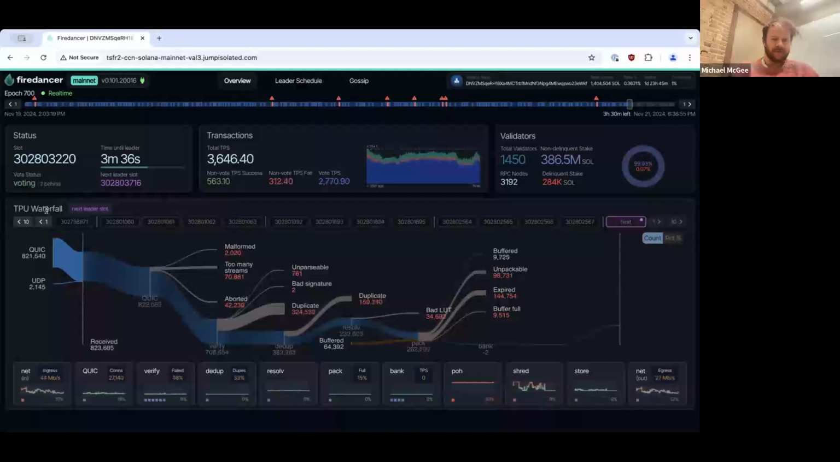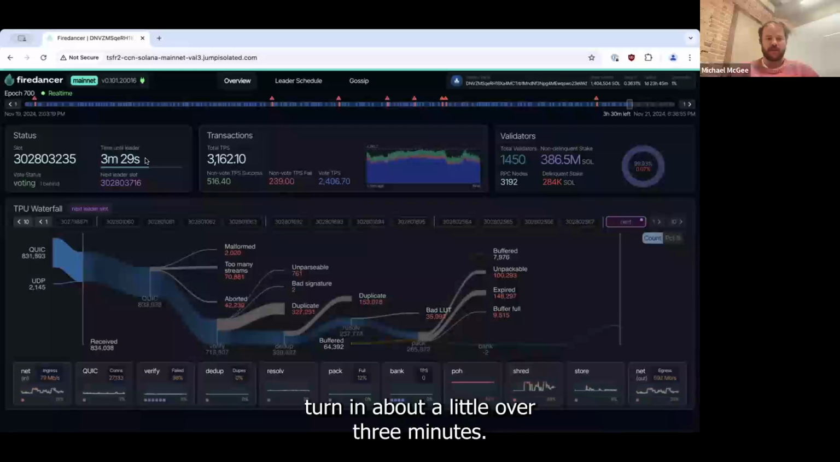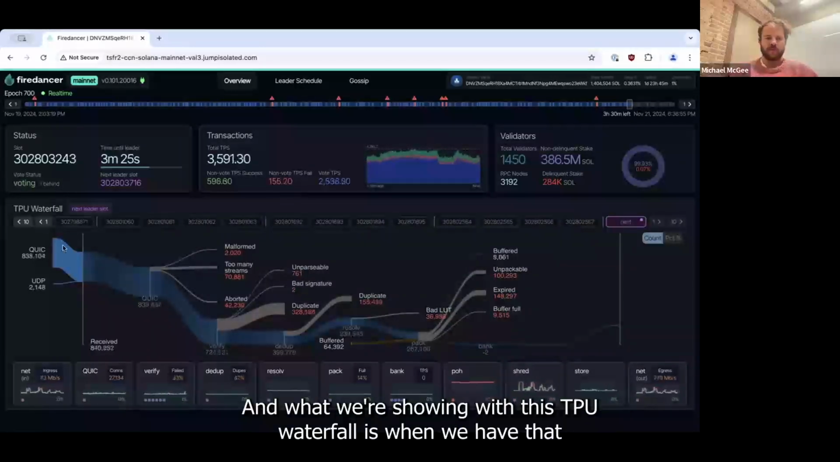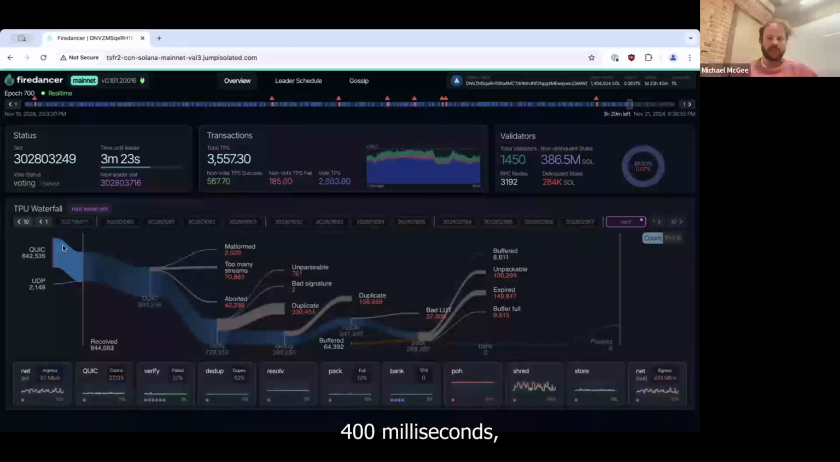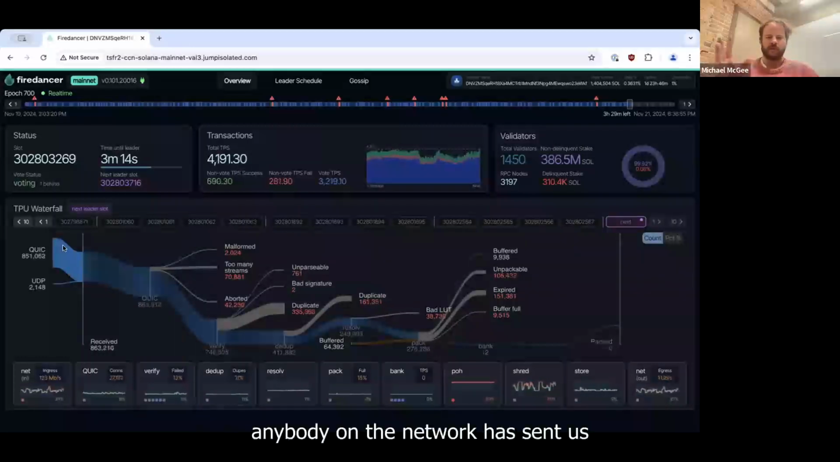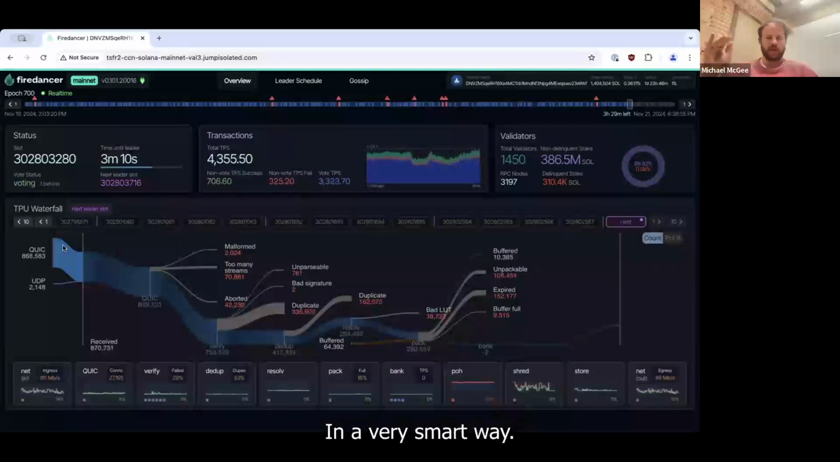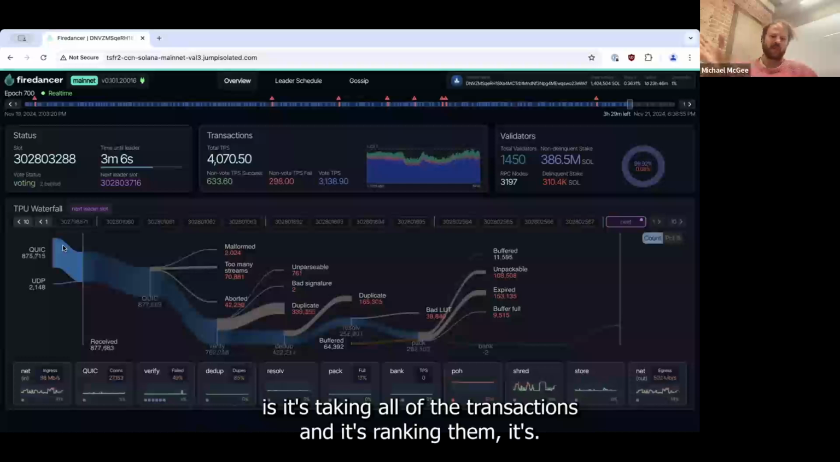So our leader is next scheduled to have a 400 millisecond turn in a little over 3 minutes. And what we're showing with this TPU waterfall is when we have that 400 milliseconds, what we're doing as the leader is taking all these transactions that users have sent us, or RPC nodes, or anybody on the network has sent us, and we're going to try and put them into a block in a very smart way. What the validator is doing is taking all of the transactions and ranking them.